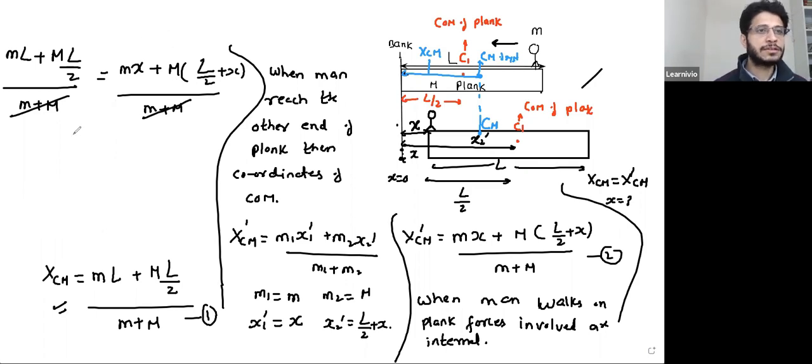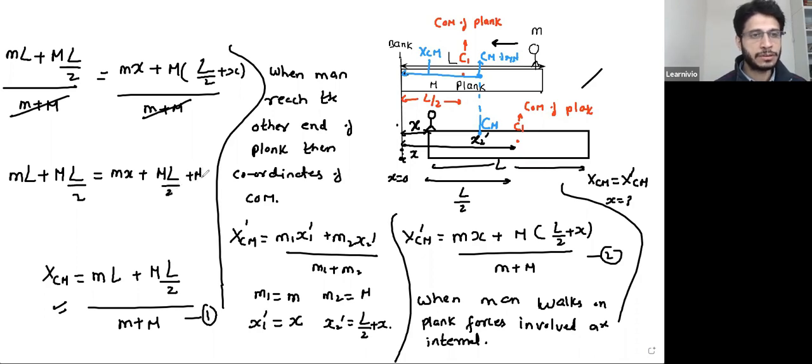See, this will get cancelled out. This is ml plus ml by 2. You should always double check your calculation. It's mx. Just multiply it here. Okay. So that's ml by 2 plus mx. So cancel this thing with this thing.